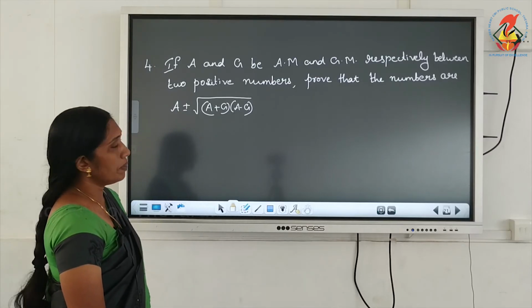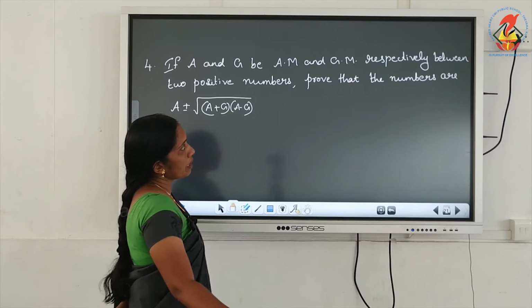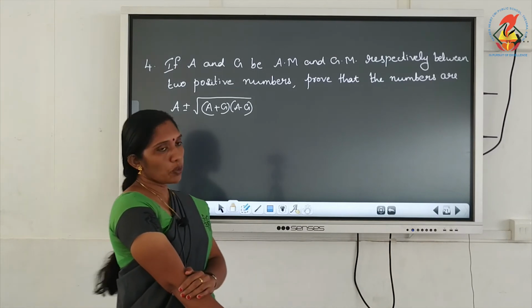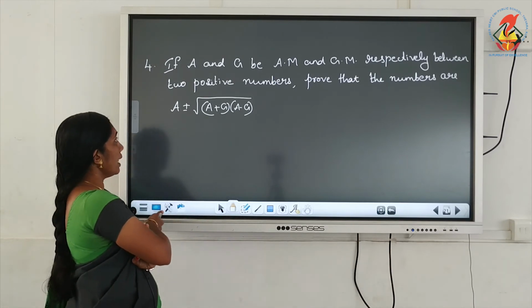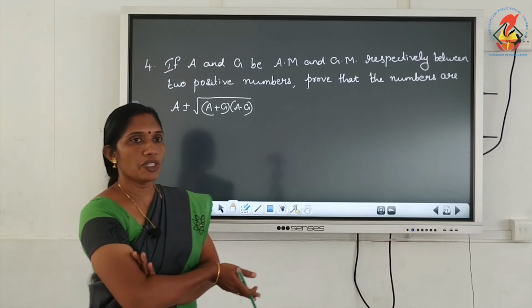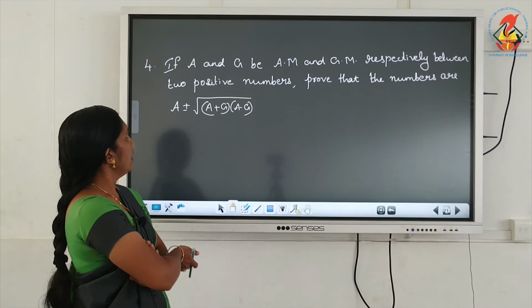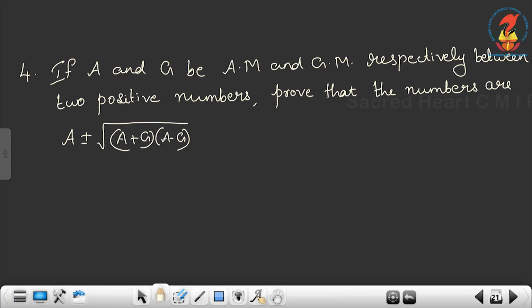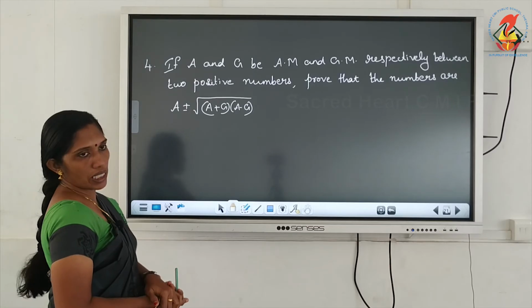Let A and G be the arithmetic mean and geometric mean respectively between two positive numbers. Prove that the numbers are A plus or minus root of (A plus G) into (A minus G). So here capital A and capital G denote the AM and GM between two positive numbers.